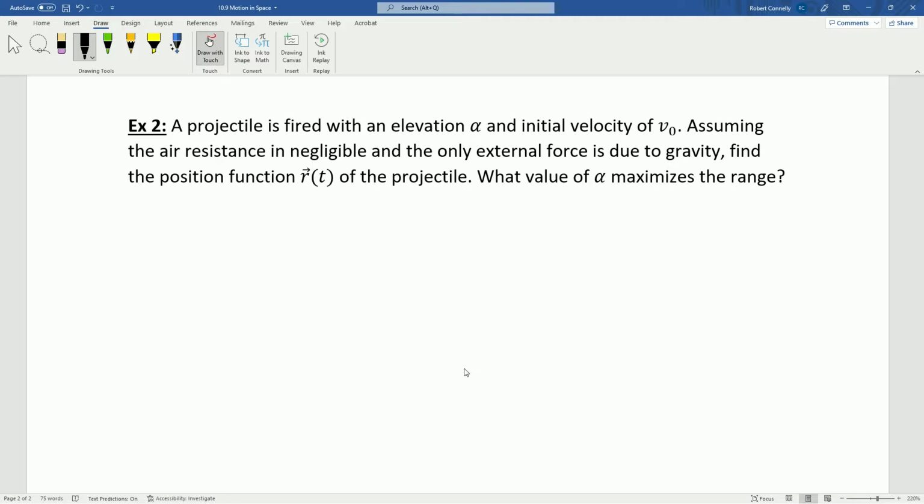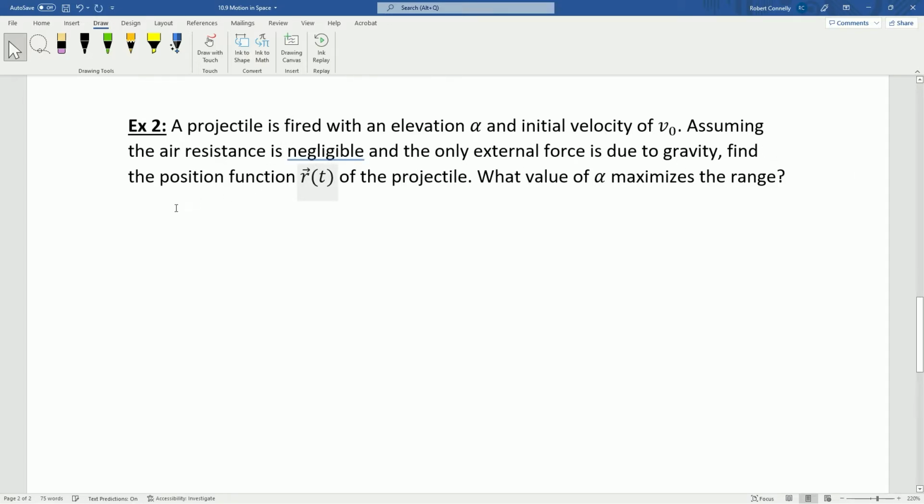So, a projectile is fired with an elevation alpha and an initial velocity, v naught, assuming that the air resistance is negligible. The air resistance is negligible, and the only external force is due to gravity.